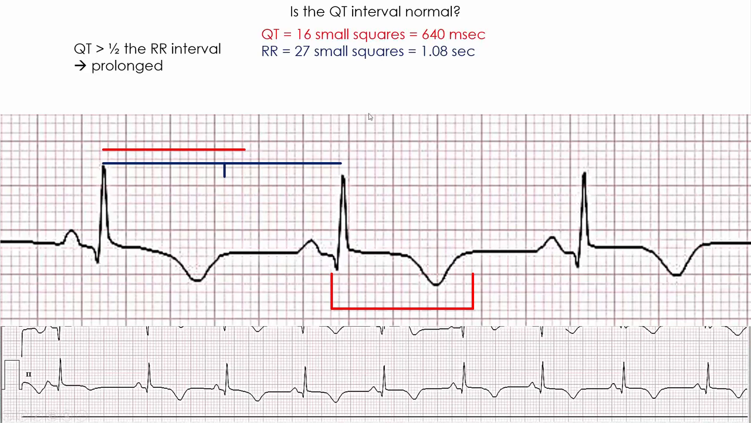To be a bit more thorough, I've gone through and actually calculated it for you. So I've measured 640 milliseconds for the QT interval. The RR interval was 1.08 seconds, so plugging it into the formula, you get a QTC of 615, so this is a prolonged QT interval.